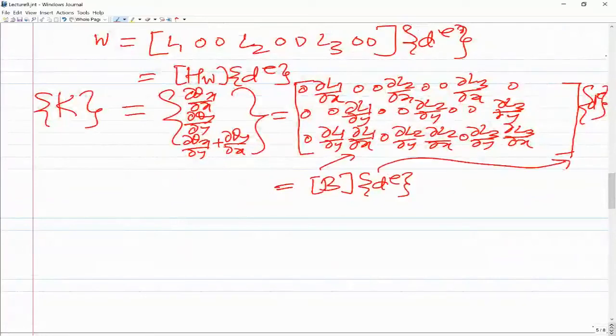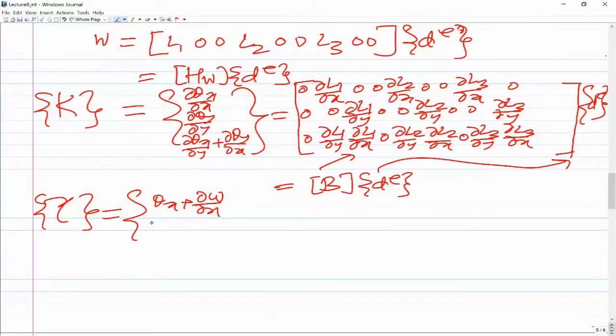So this is the curvature. Similarly, if you want to define gamma, the transverse shear strain terms, gamma is nothing but, we have said, theta x plus del w by del x and theta y plus del w by del y. We have already defined this. So this can be written again in terms of dE.